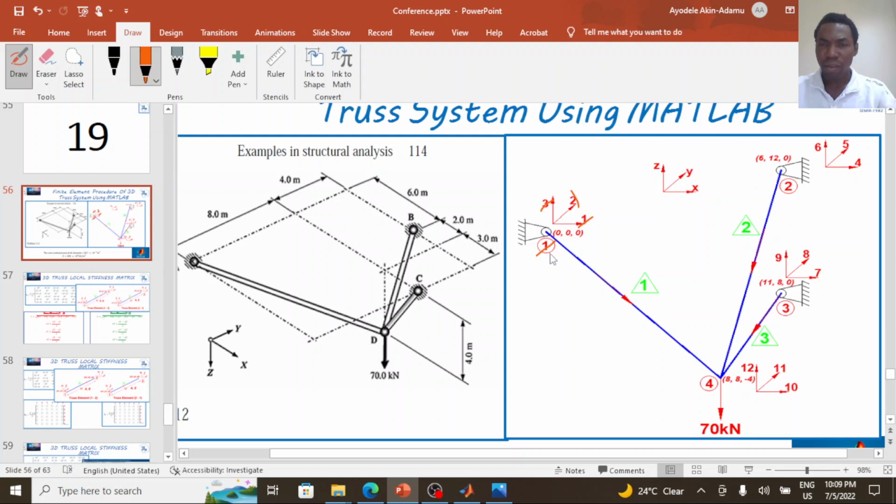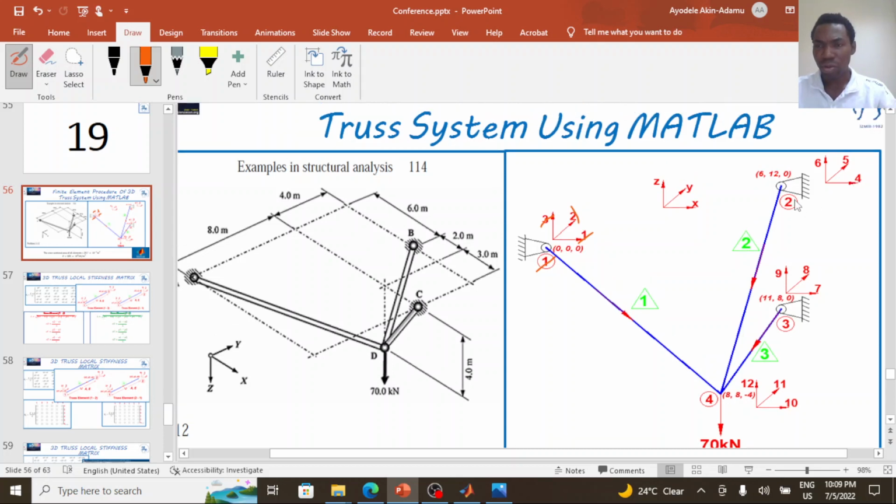This 3 is the degree of freedom in the Z direction. Once you have numbered the degrees of freedom at node 1, you move to node 2, and you also number the degrees of freedom at node 2. So we have degrees of freedom 4, 5, 6. At node 3, we have 7, 8, 9. At node 4, we have 10, 11, 12. So we have 12 degrees of freedom in this problem.